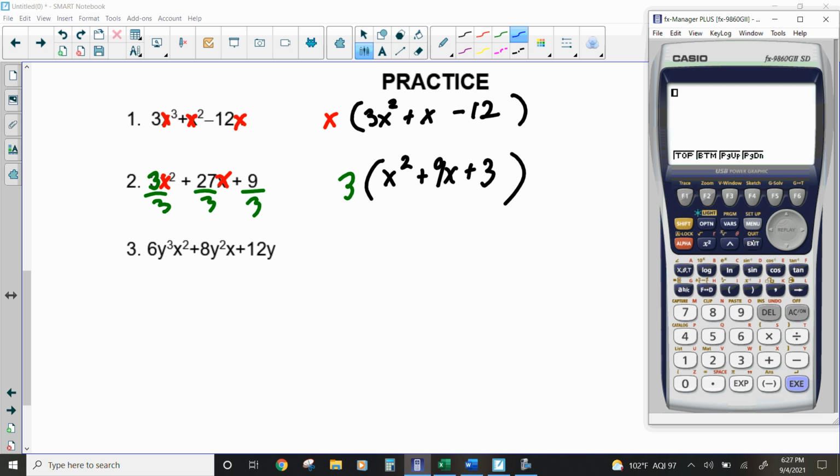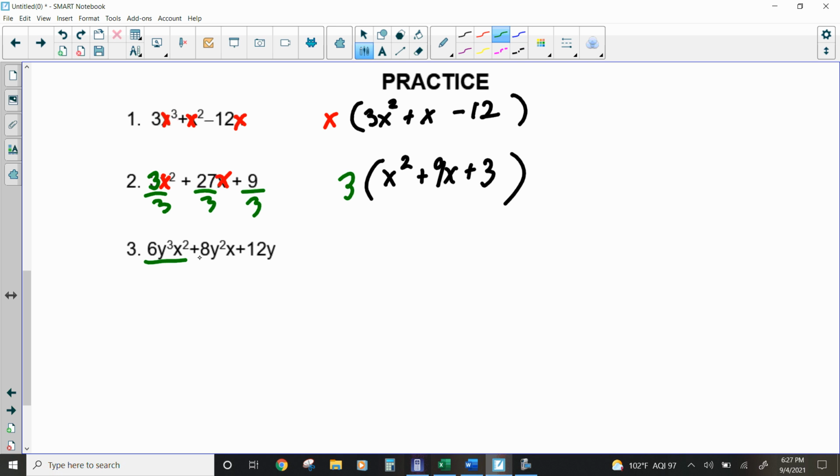To get to the greatest common factor button, you're going to hit option, which is next to the yellow button. Then you're going to hit F6 to arrow over to number, which is F4, and then you're going to arrow over to the right again, so it's F6, and then you're going to hit F2. So if we find the GCF between 6, 8, and 12, and then hit execute, the GCF is going to be 2. Now, the downside to the calculator is it only does numbers. We have to know how to do the letters ourselves.